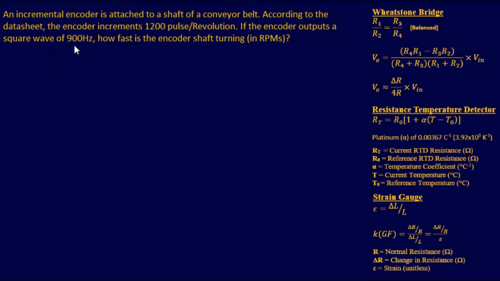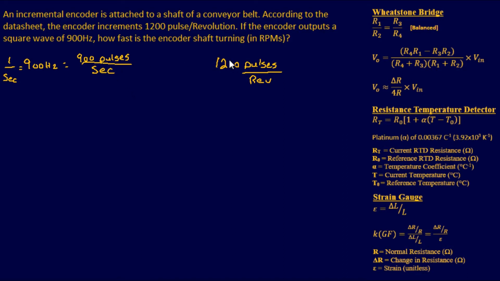First, we know the encoder outputs a square wave of 900 hertz. 900 hertz equals 900 pulses per second. Okay, that's what we know, because if you remember, hertz is 1 over seconds. So basically, 900 hertz is 900 pulses per second. Okay, so far so good. And the accuracy of this encoder is 1200 pulses. So in this case, the encoder itself is 1200 pulses per revolution. All right. Now we want to use this information and determine how many pulses we're getting per revolution.